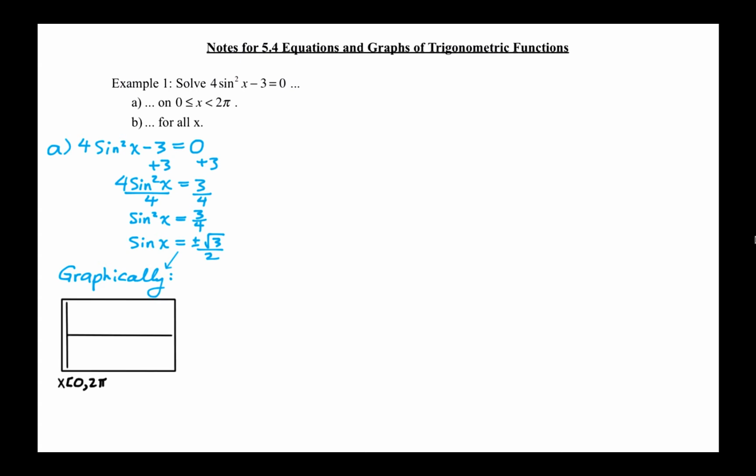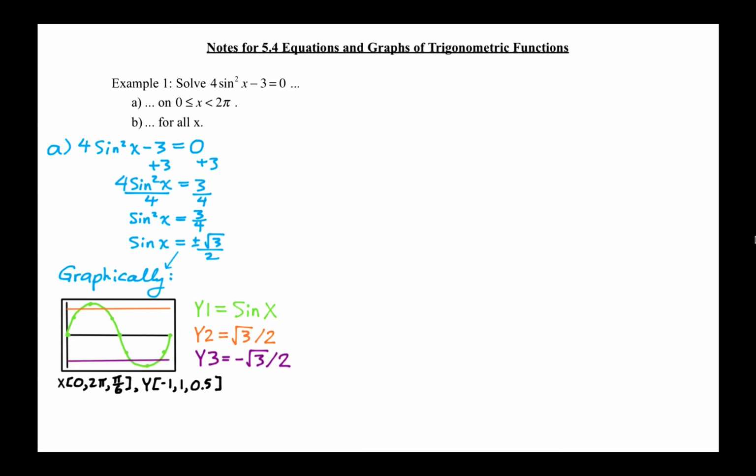And so if I graph this on 0 to 2 pi, and I graph it y going from -1 to 1, this is what it would look like. So my first graph is y equals sine x. My second graph is positive root 3 over 2. And my third graph is negative root 3 over 2. And so what you'll notice about this is we've got the sine x intersects with root 3 over 2 in 2 places here. And sine x intersects with negative root 3 over 2 in 2 places down here.